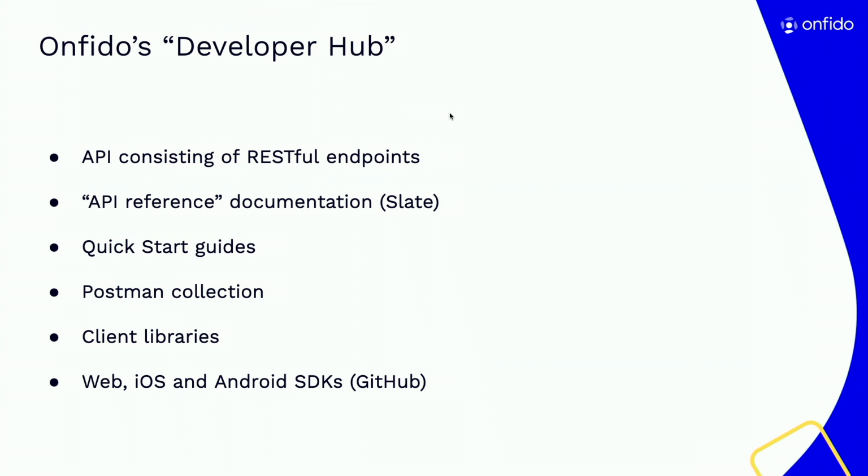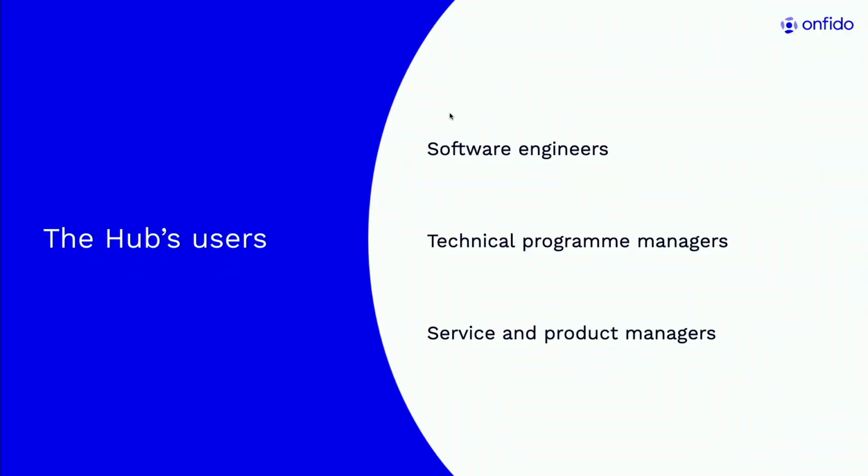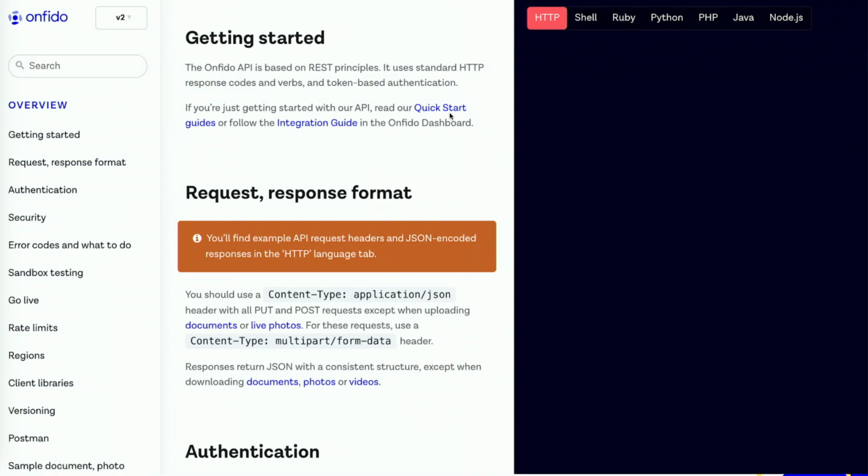We also have quick start guides. We have a Postman collection. We have client libraries in various languages to interact with our API. And we have web, JavaScript, iOS, and Android SDKs, which are all hosted on GitHub. In terms of the users of our existing developer hub, we have software engineers, developers. We also have technical program managers, service managers, and product managers. Those are who we've narrowed down to our main users.